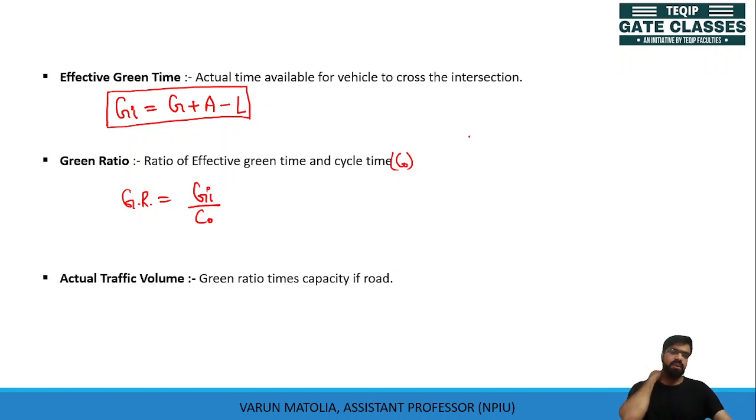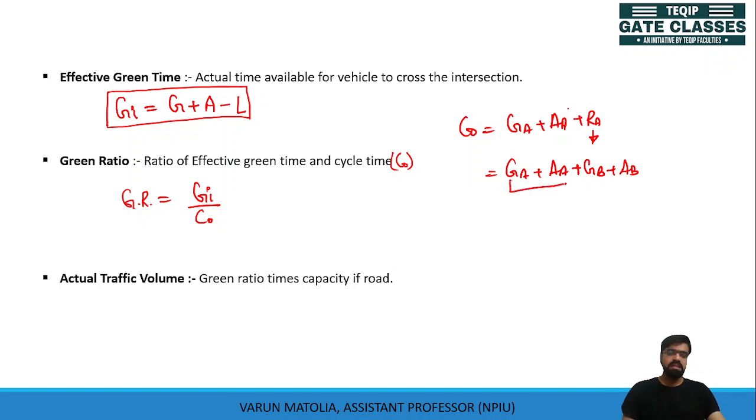What is cycle duration? Let us say if it is a two-phase system, so cycle duration will be green of A, amber of A plus red of A. Is it so? This is the cycle duration. During the time of red of A, the other lane is moving. So we can write red of A as green of B plus amber of B. So this is, let us say, G effective for A plus G effective for B.